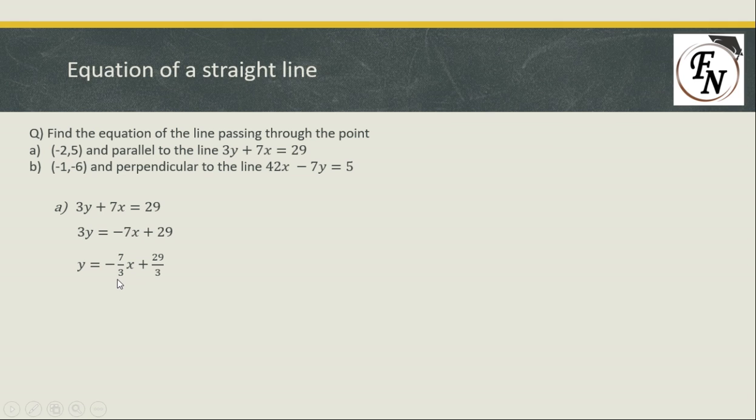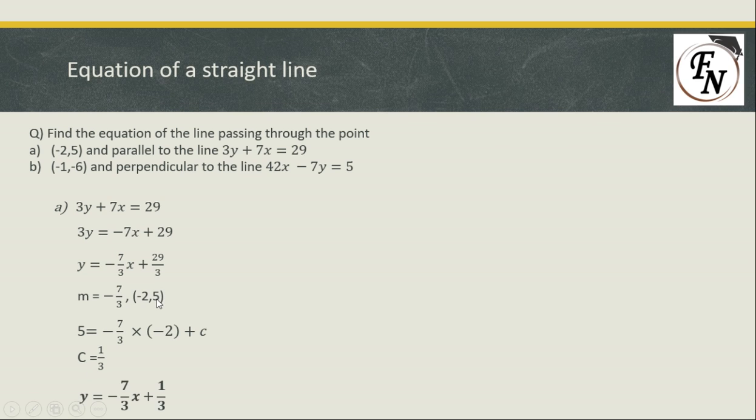So I have got the gradient as minus 7 over 3. And when I talk about parallel lines, that means the gradient would remain the same for that parallel line, and I can use this coordinate to find the equation after plugging it into y equals mx plus c, and I'll get the value of c first, and then I can find the equation.